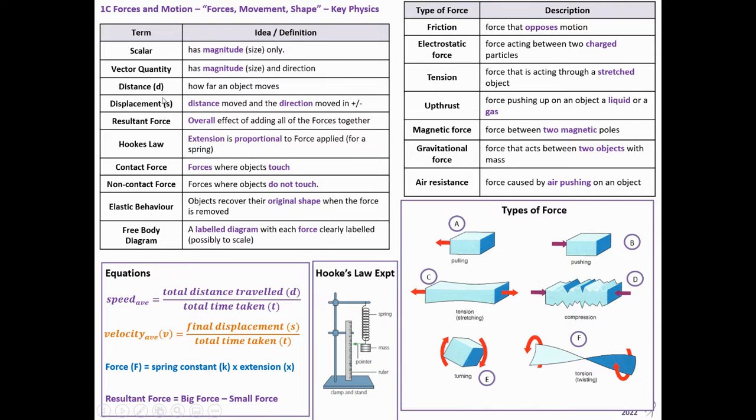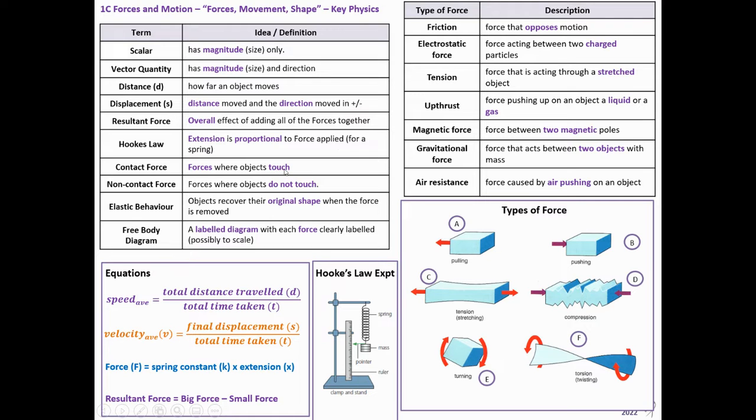Distance D instead of S for displacement. So we've got distance moved and direction in a plus or minus, or just how far you've moved. The resultant force is when you add all forces together on an object, and it usually creates an acceleration. We've got Hooke's law, which is extension of a spring is proportional to the force applied.